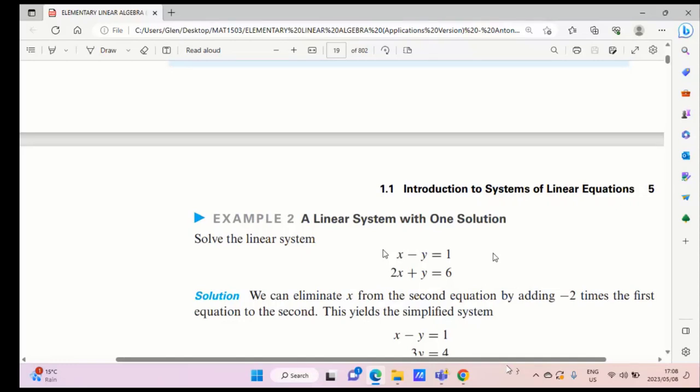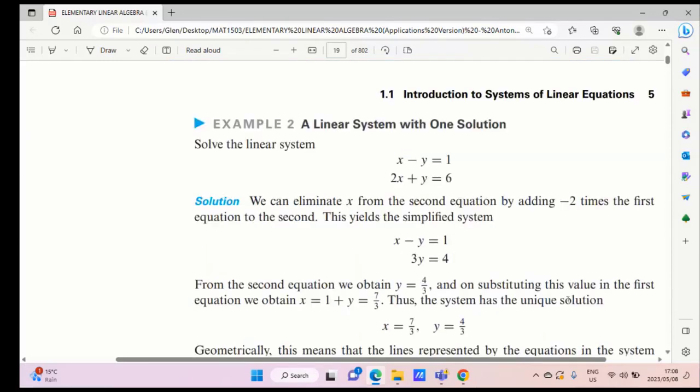Here, let's look at this system of equations: x minus y equals 1, 2x plus y equals 6. When we solve this system, we do the very same thing as we did. We write the system in matrix form, and our matrix will be 1, -1, 1 in the first row. Do we still agree?